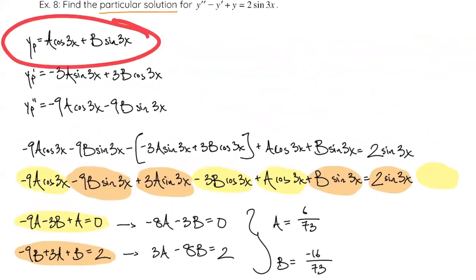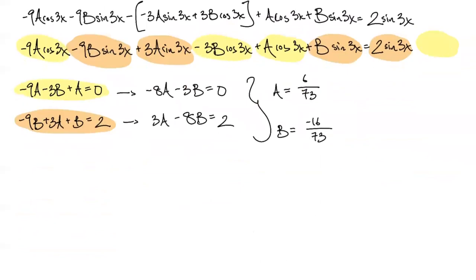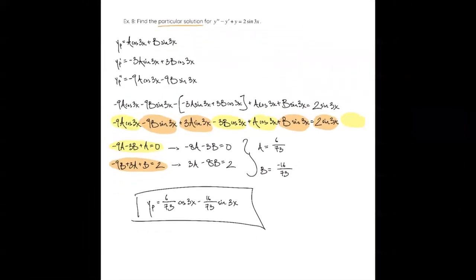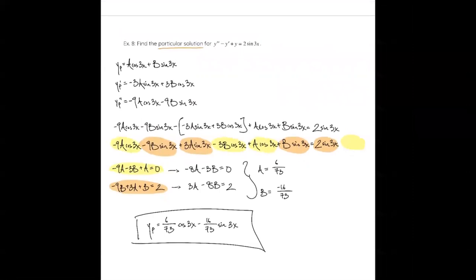We're going to go back up here, Y sub P. Everywhere we see an A, we'll plug in the number we got for A. Everywhere we see a B, we'll plug in the number for B. And so our particular solution will be 6/73 cosine of 3x minus 16/73 sine of 3x. So there is example 8 all on one page for you.